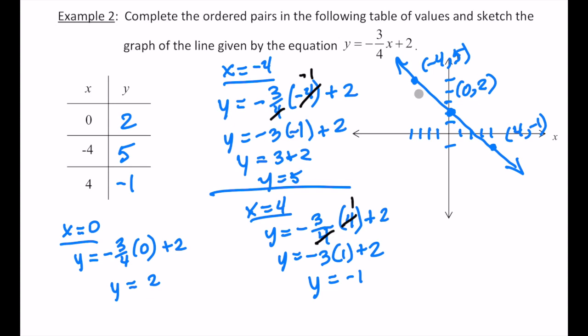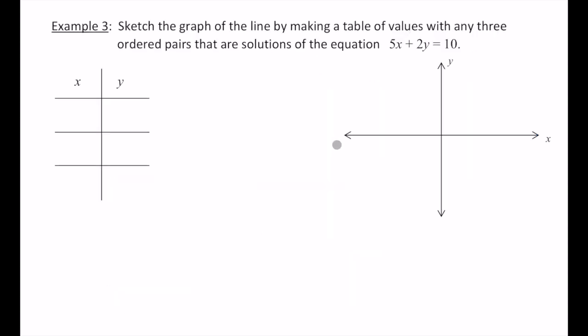Let's look at one last example. In this example, we're asked to sketch the graph of this line using a table of values, but we're not given any values in the table to start with, so we'll have to pick our own. Remember, we can pick any number we want for either of the two variables. Usually we'll want to pick smaller values because that'll make it easier to plug in and solve. In fact, it's usually easiest if we plug in 0 for x or for y. So let's start with an x value of 0 in the first row and a y value of 0 in the second row.